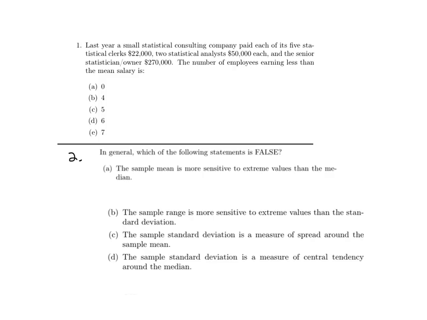Last year, a small statistical company paid each of its 5 statistical clerks $22,000, 2 statistical analysts $50,000 each, and the senior owner $270,000. Here we need to find the number of employees earning less than the mean salary. So what we're going to do is go about finding the mean, the average, and to do that we're going to use the frequency list feature of our calculator.